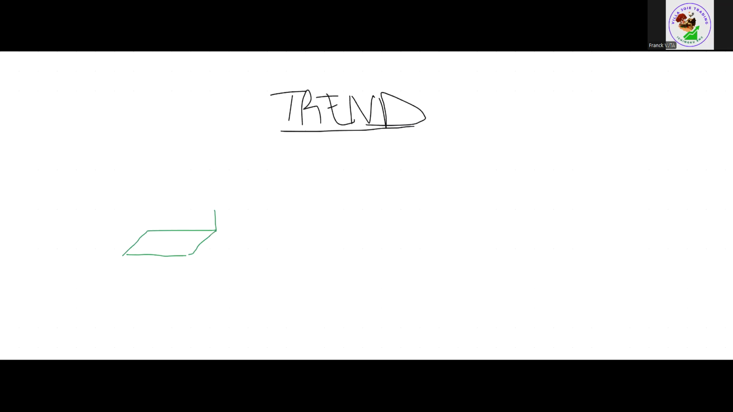What is a trend in trading? A trend in trading is like stairs, right? Let us say that we have stairs going up like this. Let me draw stairs.